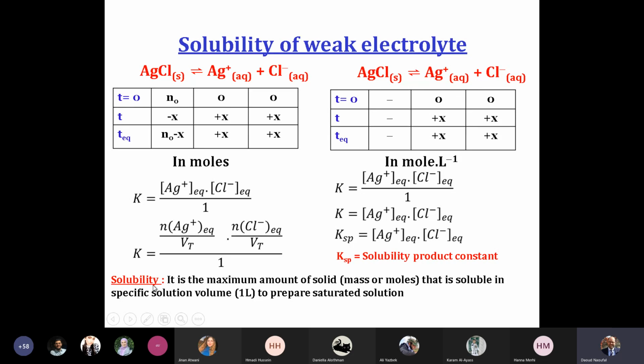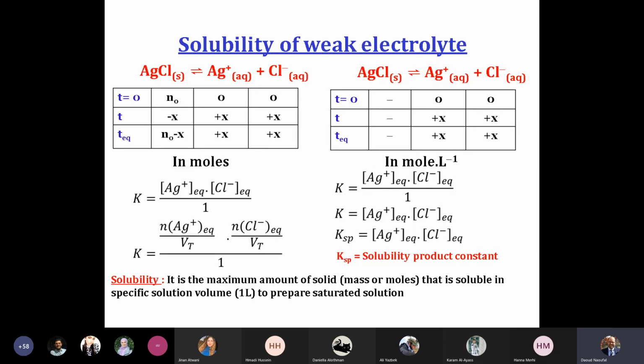What is the solubility? It's the maximum amount of solid in mass or moles that is soluble in a given volume of the solution in liter to prepare a saturated solution. To remember, there are several types of solution. We have an unsaturated solution, which means we can dissolve more electrolyte in the given volume of the solvent. We have a saturated solution, which means we dissolved the maximum amount of the solute in the solvent. We have a supersaturated solution, which means we dissolved an excess of the solute in the solution.